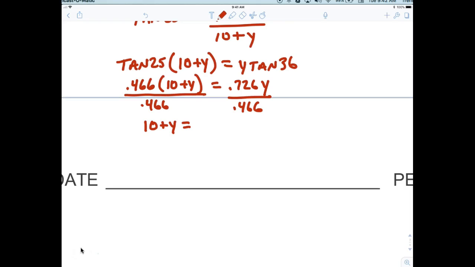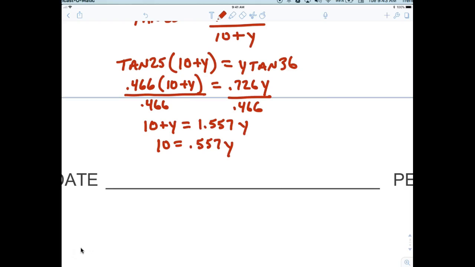So now, 10 plus y is equal to, what's 0.726 divided by 0.466? 1.557. Now, 1.557y. So now you can actually subtract y. 10 equals. Everybody agree?